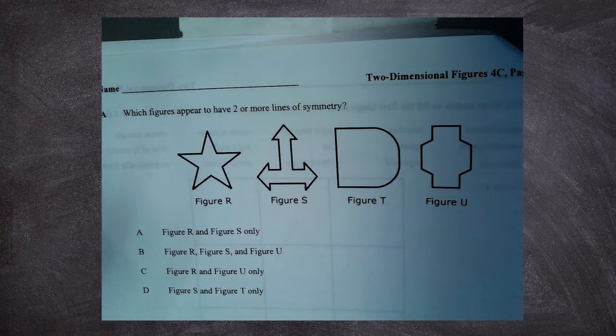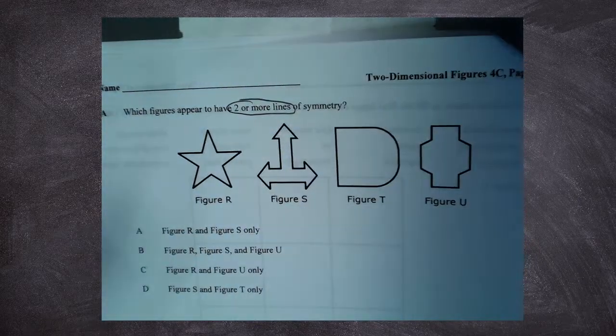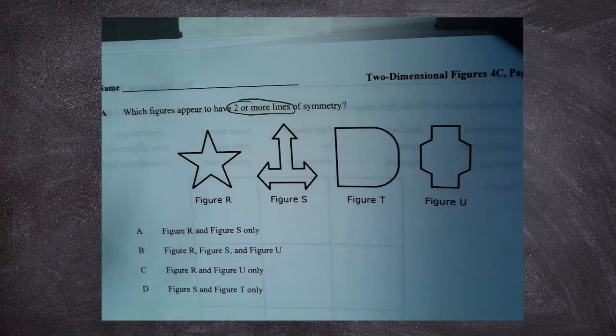Problem A says, which figures appear to have two or more lines of symmetry? Two or more. That's the important part. Before we start to check these, what are lines of symmetry?